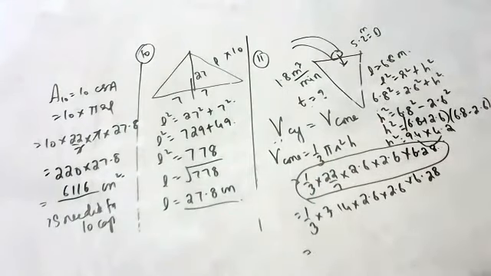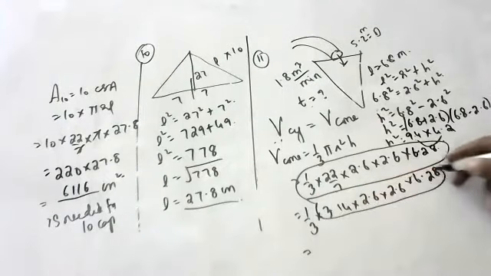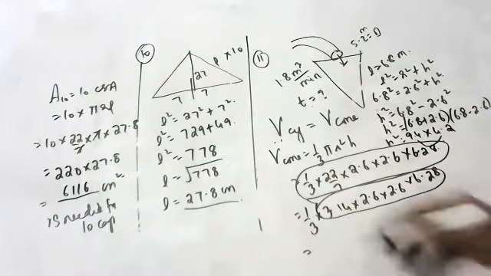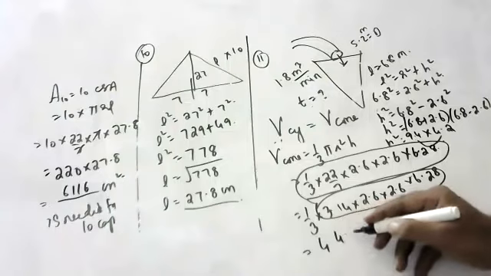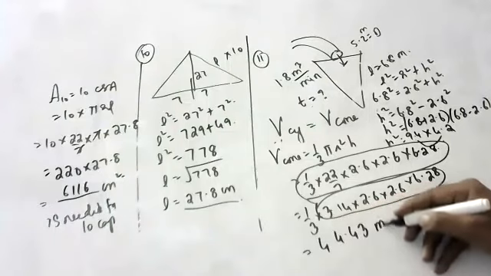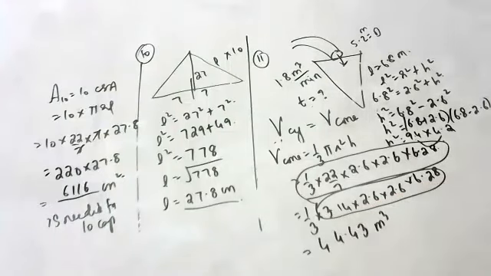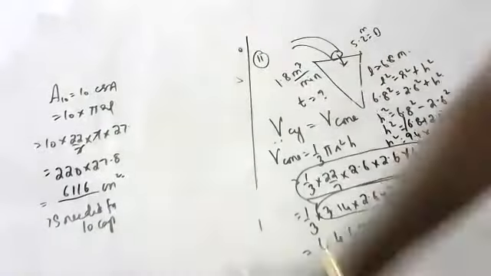Yes, children, anyone? I want this answer. Total by 3. 44.43 meter cube. Now, children, how to do the last step? Volume we have to find out.